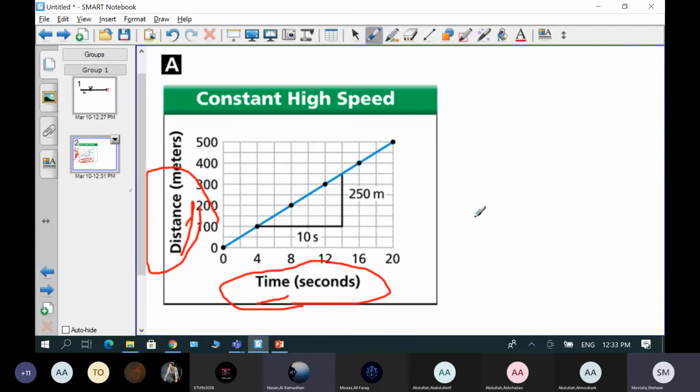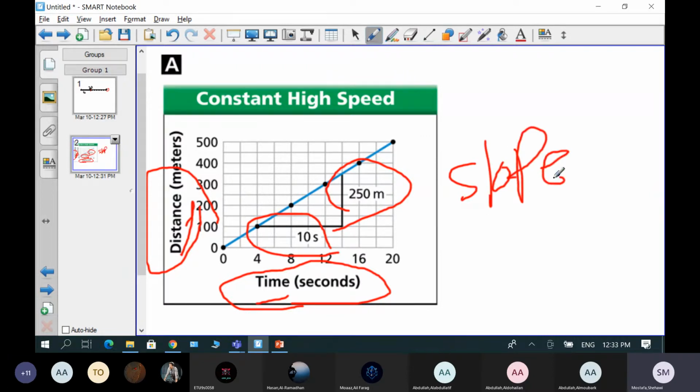We will do 250 divided by 10, equal to 25 meters per second. So you can say that it's equal to what? If you divide, this is called rise over run. What do we call it? Slope. The slope of the graph equals rise divided by run, rise over run. And the slope equals what?